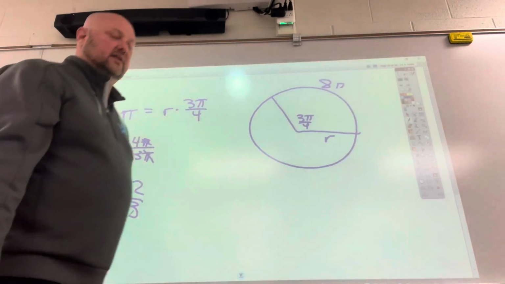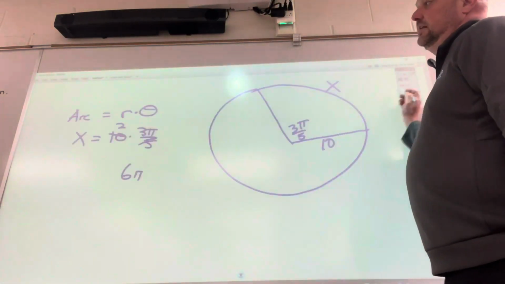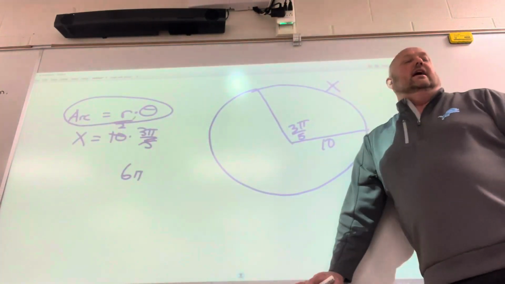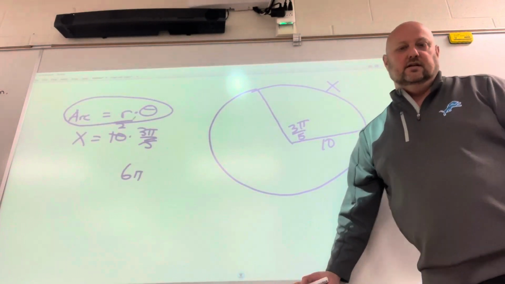So if you see an arc length question, think this kind of formula. The arc length will just equal the radius times the angle, as long as the angle is in radian form. So make sure we can do those.